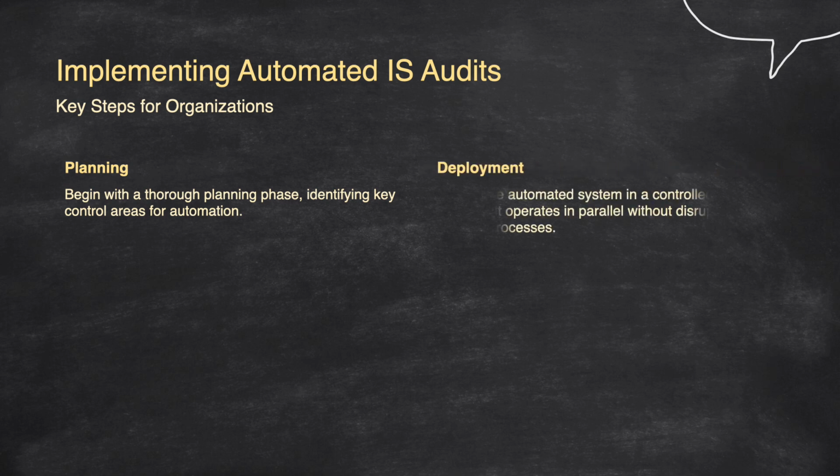Next, about the deployment. Friends, deploy the automated system in a controlled manner, ensuring it operates in parallel without disrupting existing processes. Friends, think of it like adding a new tool to your toolbox without causing chaos. During deployment, carefully integrate the automated system into your organization's existing infrastructure, ensuring it can run alongside current processes smoothly, like a silent observer, watching over everything without causing any disturbance.